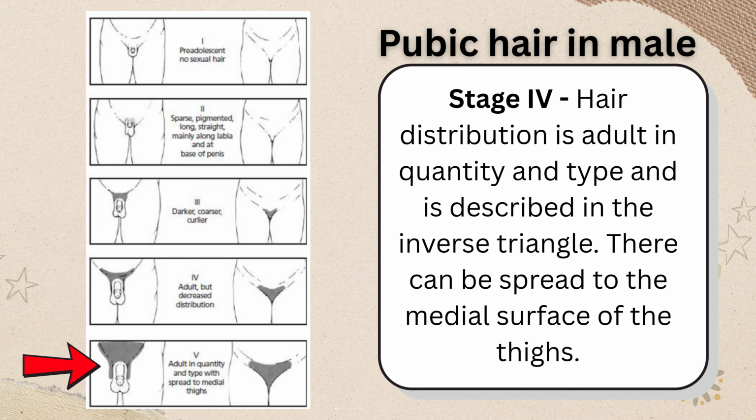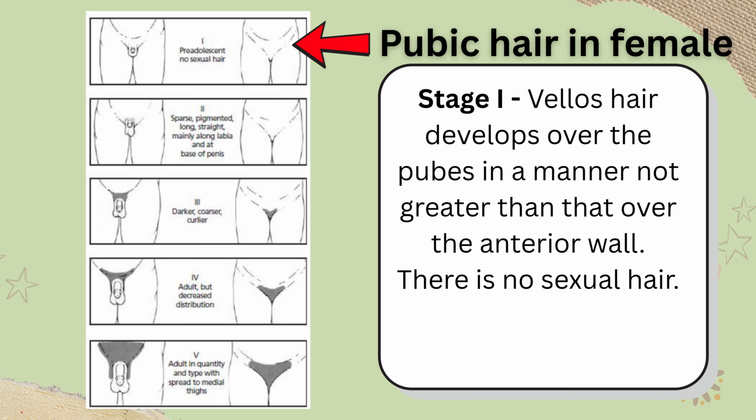Stage 5, hair distribution is adult in quantity and type and is described in the inverse triangle. There can be spread to the medial surface of the thighs. While in female, stage 1, pre-adolescent, vellose hair develops over the pubes in a manner not greater than that over the anterior wall. There is no sexual hair.